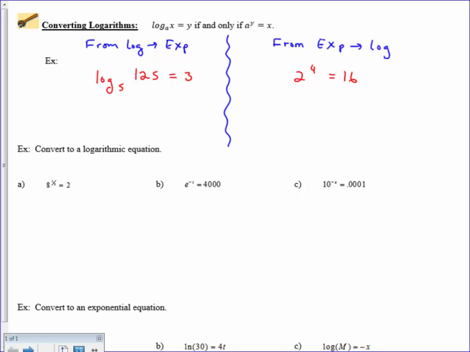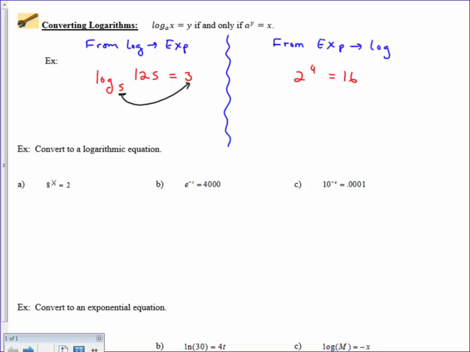There will be some problems where you're asked to convert logs to exponential notation or exponential notation into logs, and I'll show you how to do this. First of all, if I'm asked to convert from a log to an exponential, there's a trick that I use. First, you start with the base of your log. So here I would start with 5. And then I make a little circle.